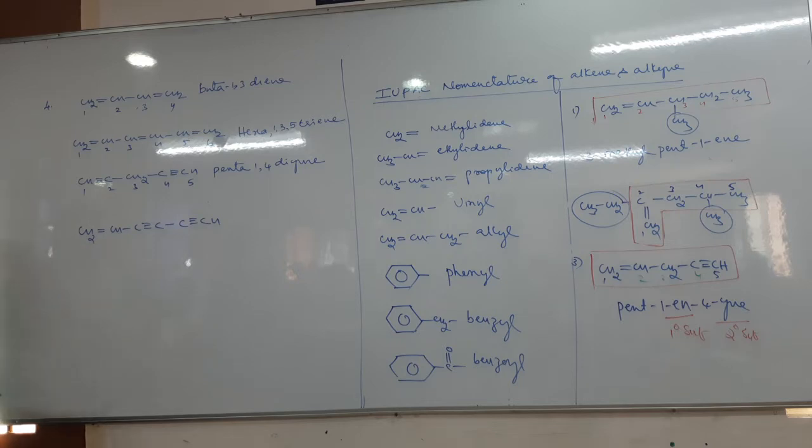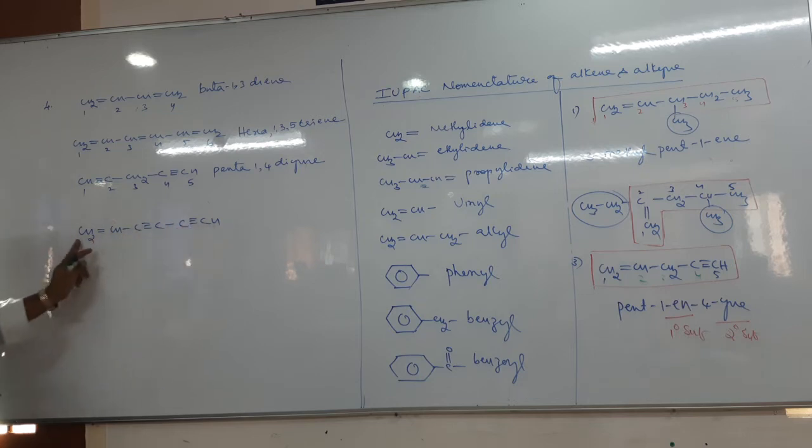Now tell me first numbering. If there are two or more double bonds or triple bonds, the first rule is the lowest sum rule. Double bond here, triple bond here. Double bond and triple bond are present, and the triple bond is in the middle from both sides.